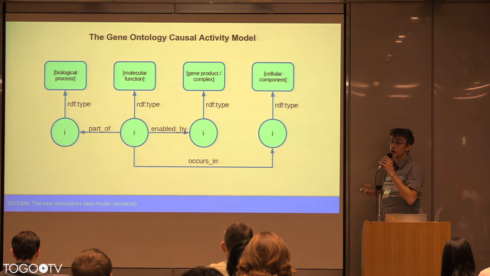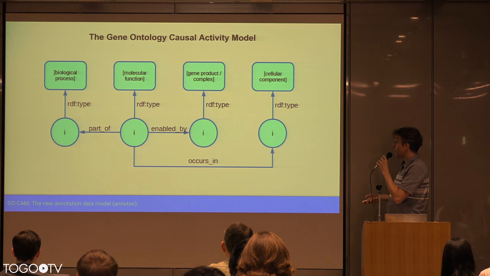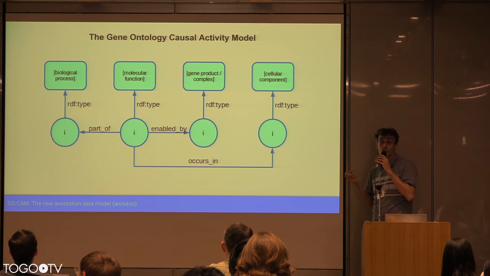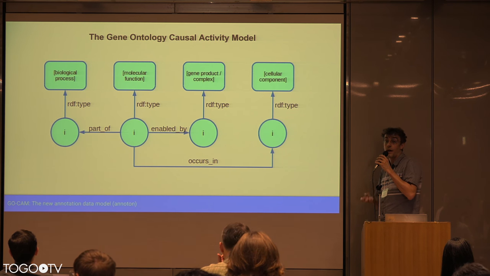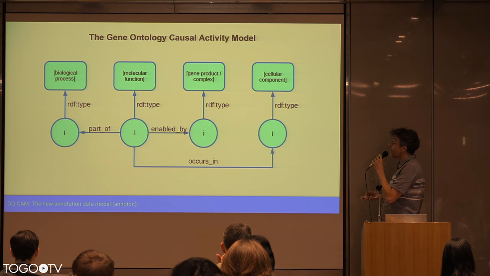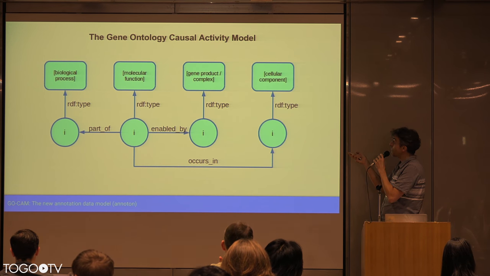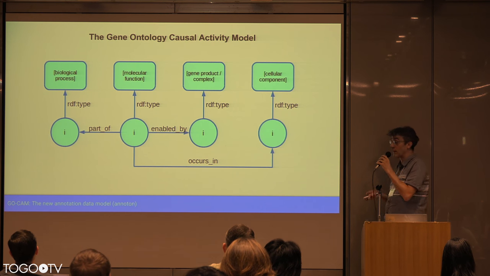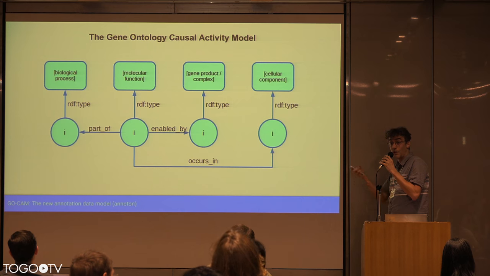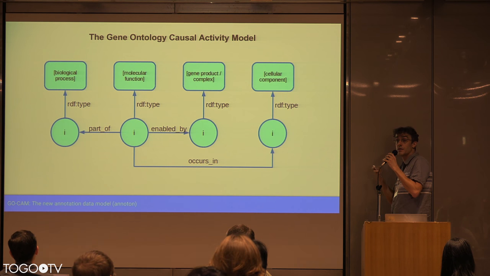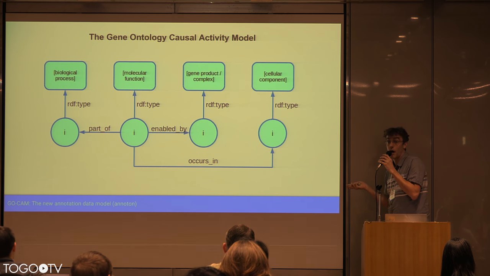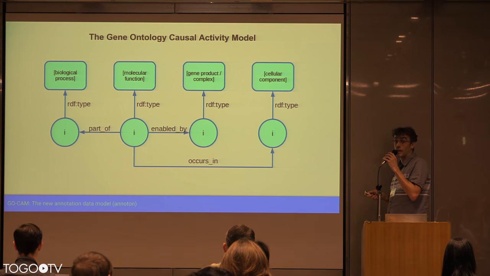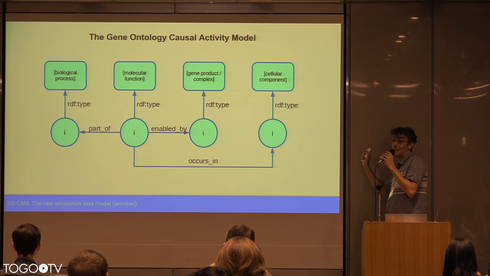So starting a couple years ago, piloted by Paul Thomas down at USC, we started working on the Gene Ontology Causal Activity Model, which is a different way, a much more rich way of modeling biology. So essentially what we have is a gene product, a molecular function, a biological process, and a cellular component, all wired together in a very nice graph-friendly way. Not shown here is all the metadata for groups, timestamps, users, as well as the evidence model. But this is a basic building block that we're now working with. We're referring to this as an activity unit.